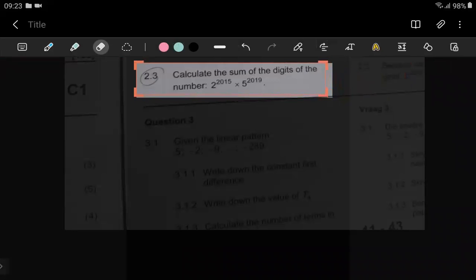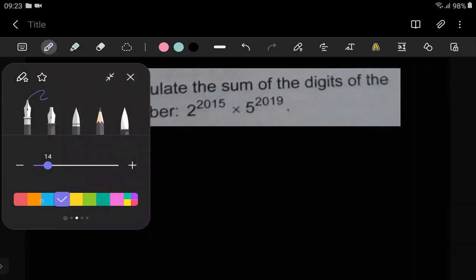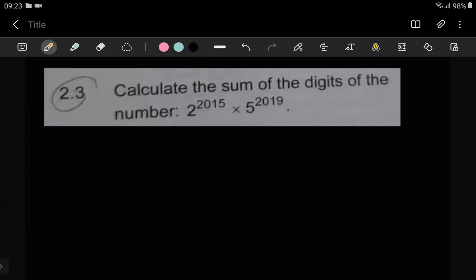Because what is the marker location for this question? The marker location is 4. So for those 4 marks, they want us to see what this number is going to look like when it is drawn out. Something like 2 to the power of 2015 and 5 to the power of 2019. Clearly those are very huge numbers, like mega. So we actually have to be a bit creative.